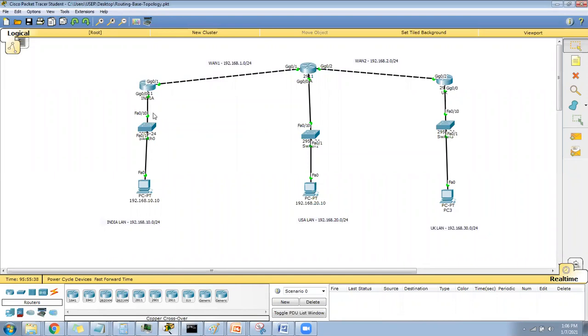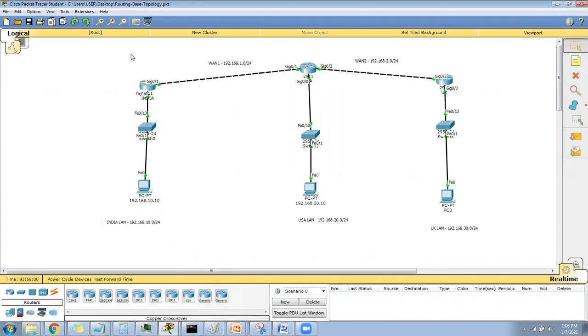What is basic configuration? This machine already has an IP address. Both interfaces of this router have IP addresses assigned, here all three interfaces of the router have IP addresses, and here also two interfaces, and this machine has its IP address. That's it. So this is our base diagram. Now we will do static routing.